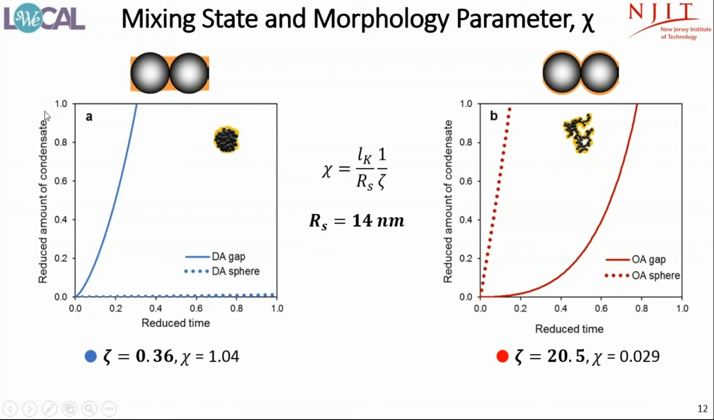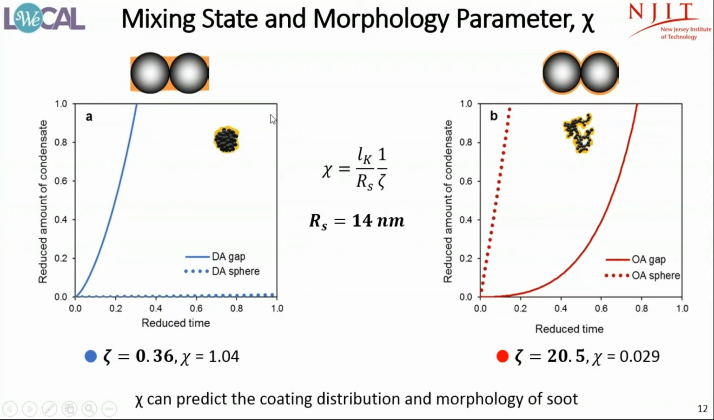My model results are expressed in terms of reduced condensate as a function of reduced time. If the material is very volatile, chi is close to 1, and you see here that only condensation in the junctions is preferred. If chi is close to 0 for the low volatile material, conversely, most of the condensation is happening only on the surface of the spheres. And so this chi does a really great job in telling us, one, what kind of distribution we have, and two, whether the aggregates collapse or not.